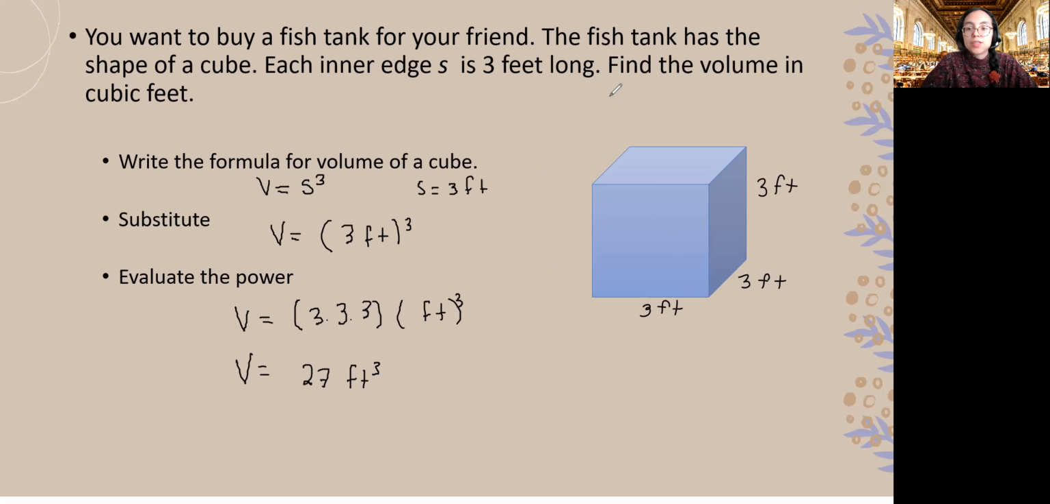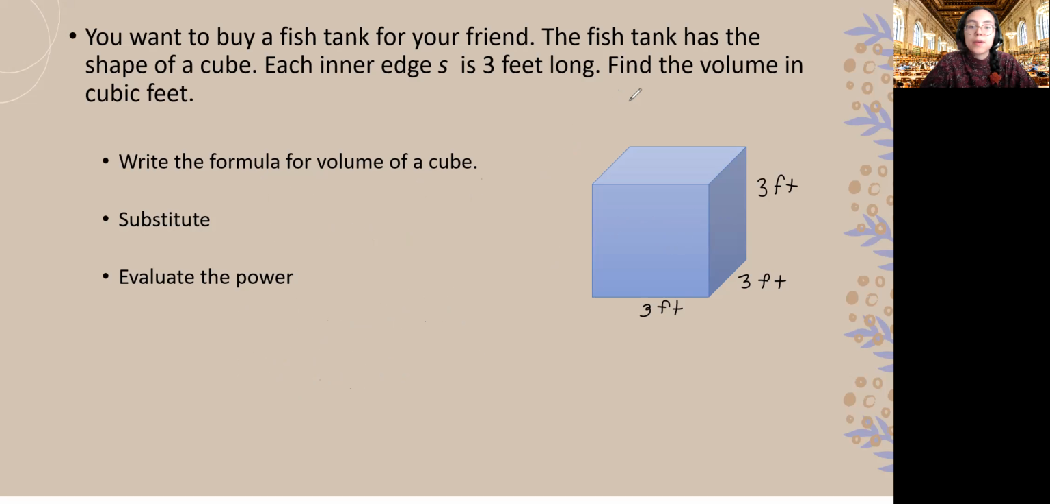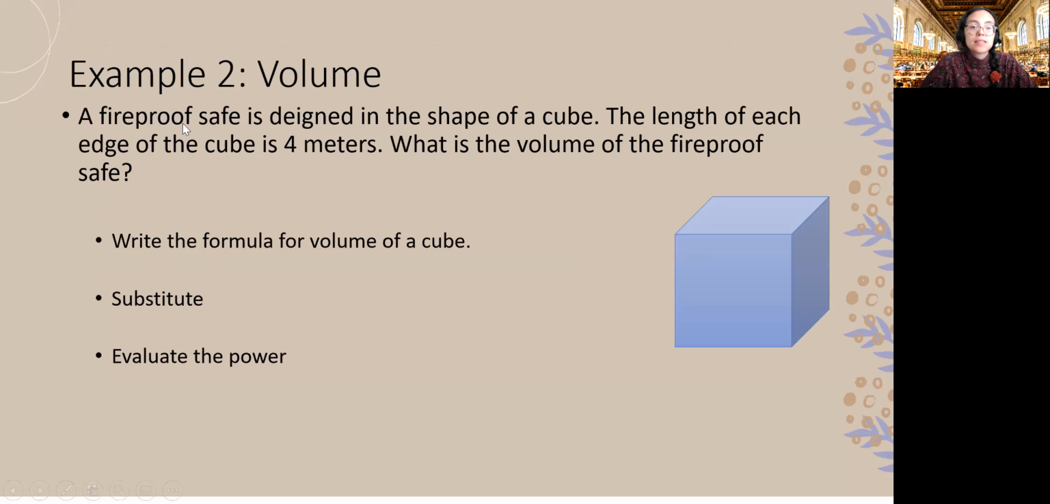If you have any questions, I'll be sure to get to them. But for now, we're going to move on to the next slide. Our next example is about a fireproof safe, and we are told that it is designed in the shape of a cube and the length of the edge of the cube is 4 meters. What is the volume of the fireproof safe? So our approach is going to be the same. We're going to write the formula for the volume of a cube. We're going to substitute our given value and then evaluate.